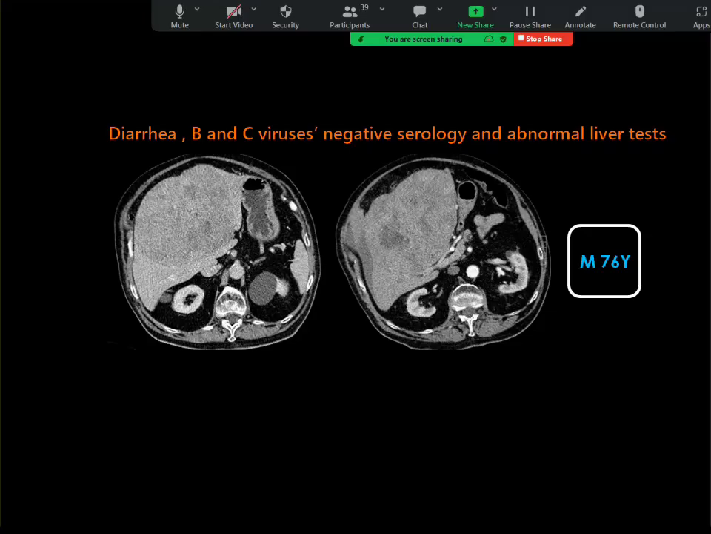This is a male patient, 76 years old, presented by diarrhea, with hepatitis B and C viruses negative serology, and abnormal liver function. This is the CT scan before CT-guided needle biopsy, and this is the scan after CT-guided needle biopsy.